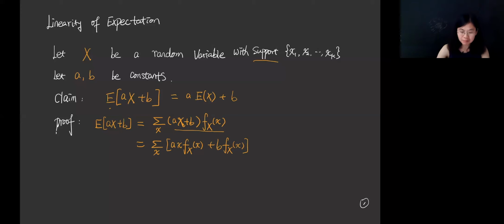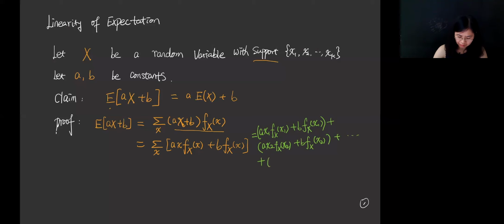If you're not familiar with the summation sign, just remember that the summation just equals a of little x1, the PMF at little x1, plus b of the PMF at little x1, plus a of little x2, PMF at little x2, plus b, PMF at little x2, plus and so on to a little xk, PMF little xk, plus b, PMF little xk. So it's a summation of all the k terms over here.